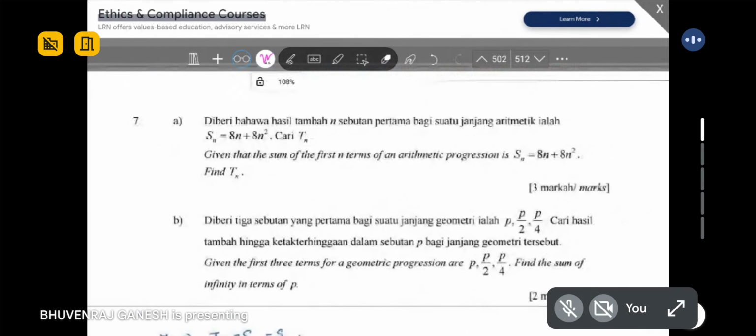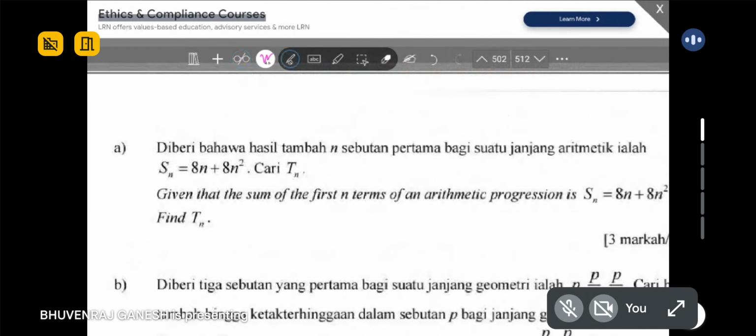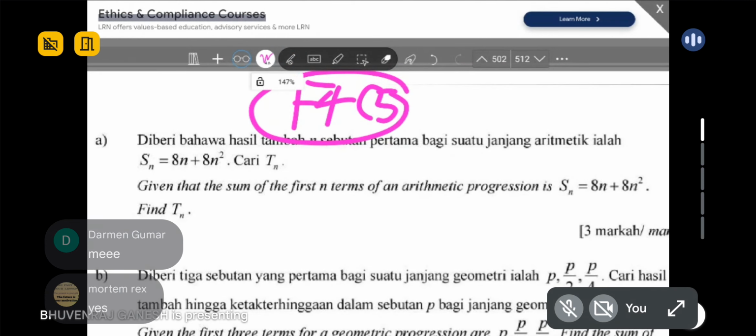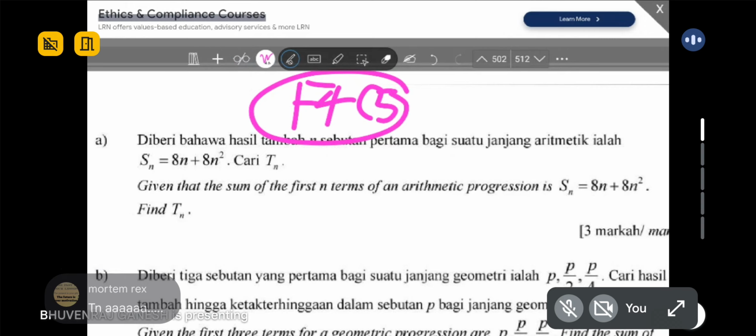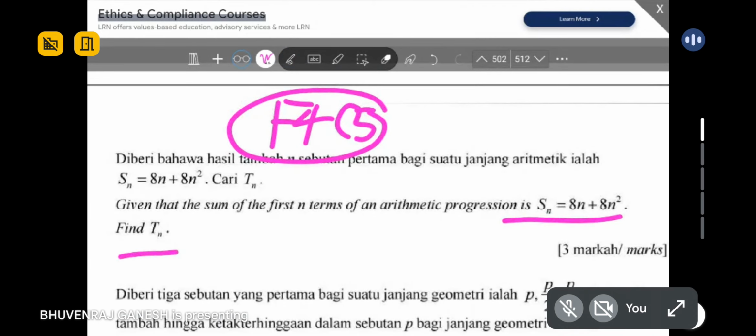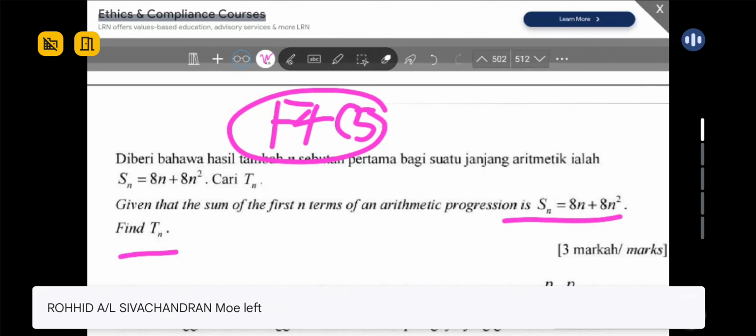Continue. Next one. Okay, so question number 7. Progressions. Janjang. Who like this chapter? Siapa suka? Simple. This is actually quite okay lah, this chapter. Because you only got arithmetic, geometric. That's all. Okay. So the question is Sn equal to 8n plus 8n square. So the question is find Tn. Okay, this is a good question. Soalan bagus.